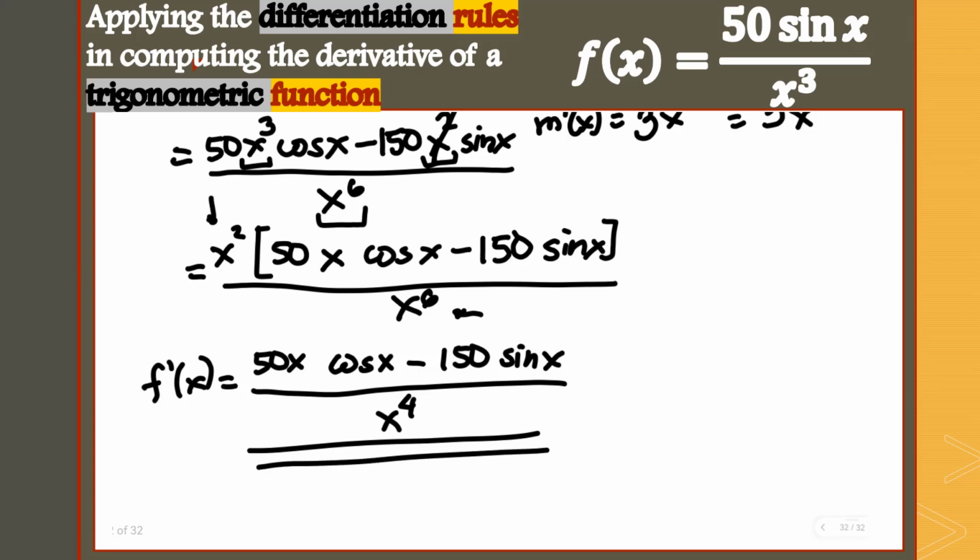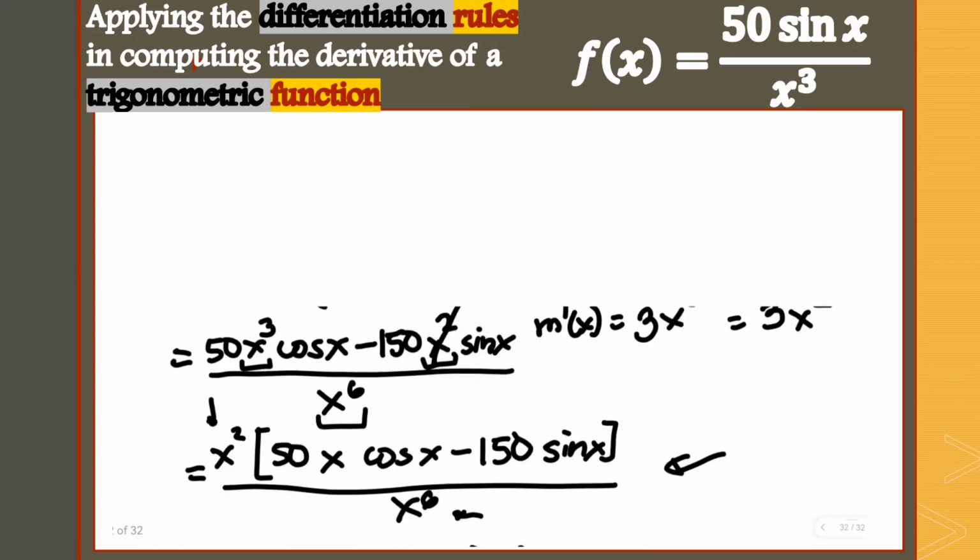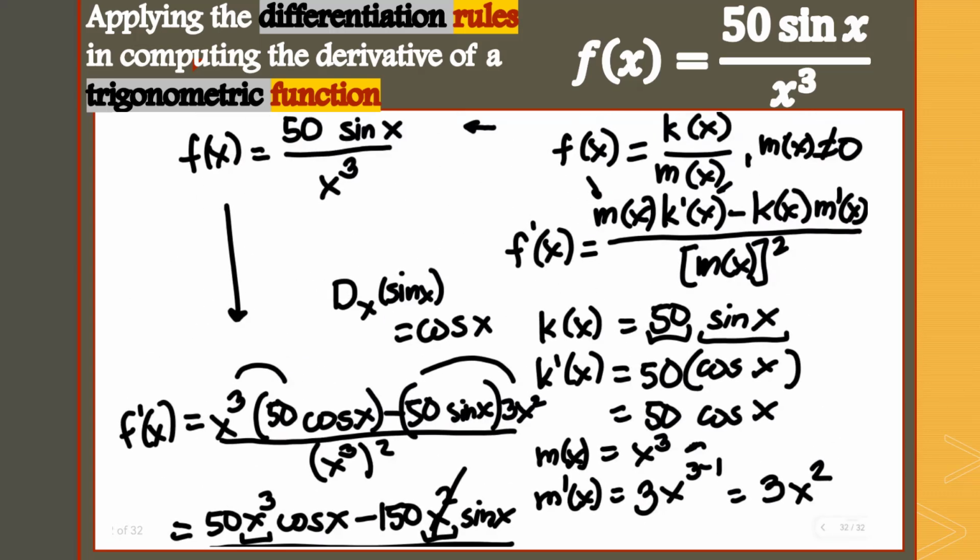This is the result for the given function here, which is 50 sine x over x cubed. So again, we applied a process of factoring to simplify it further. But first and foremost, we used the rule for quotients. We also have for sine, and of course, other rules such as multiplication and such.